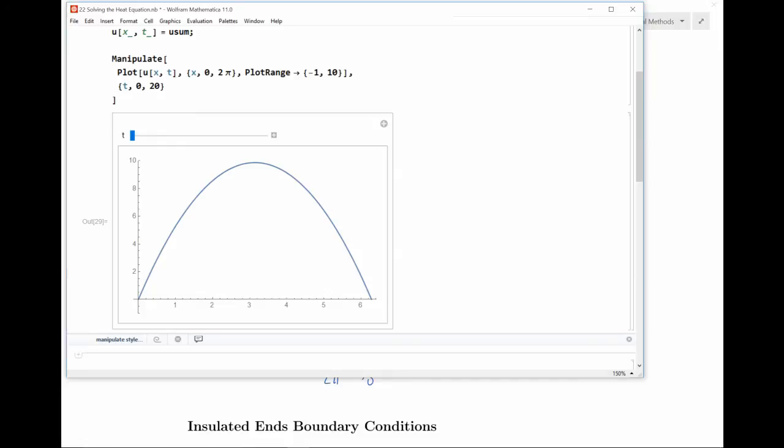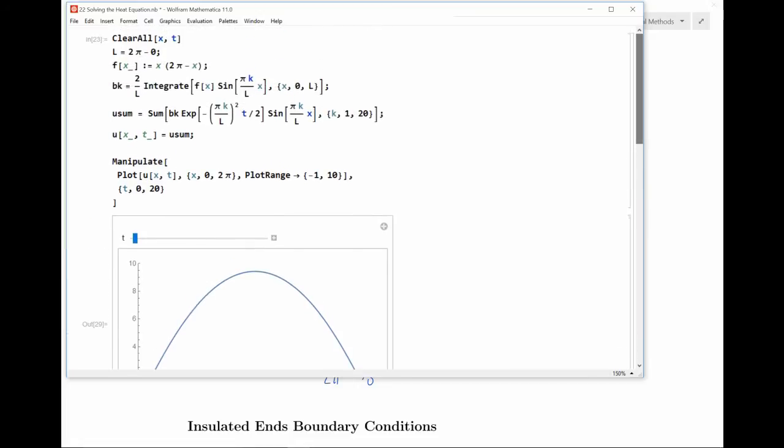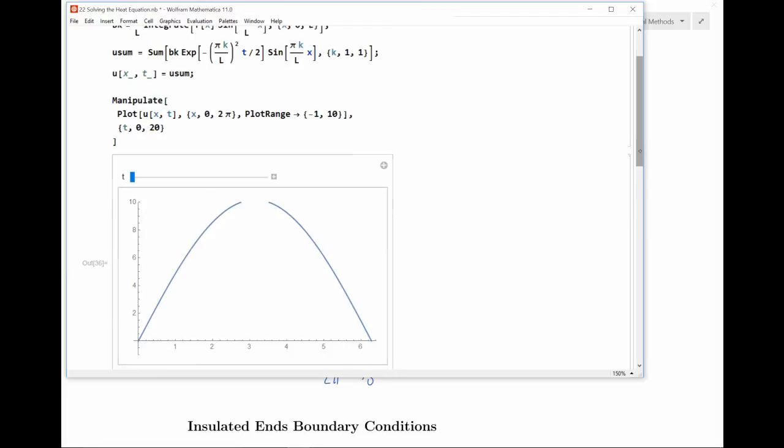At the time t equals 0, we have our function to be this parabola. And then, as time progresses, my rod cools off. Nothing very interesting. But let's see what's happening underneath the hood. Let's add not the first 20 terms. Let's just add one term and see what happens.